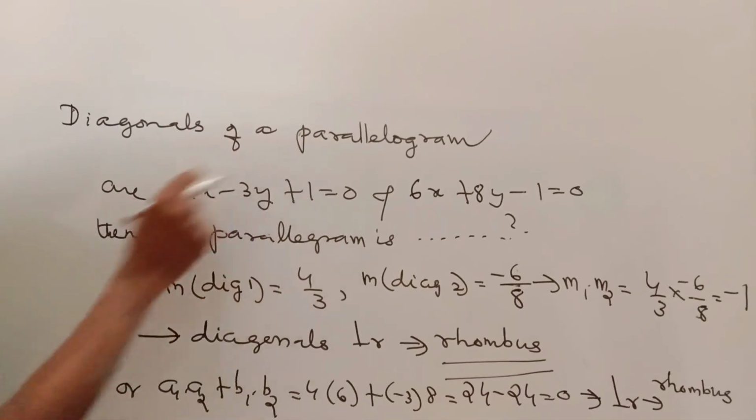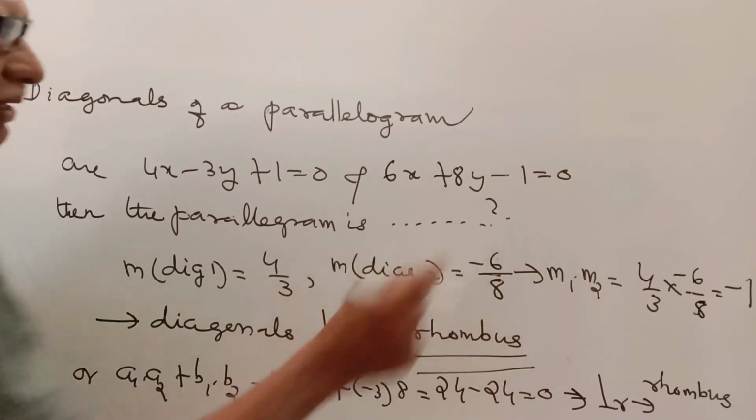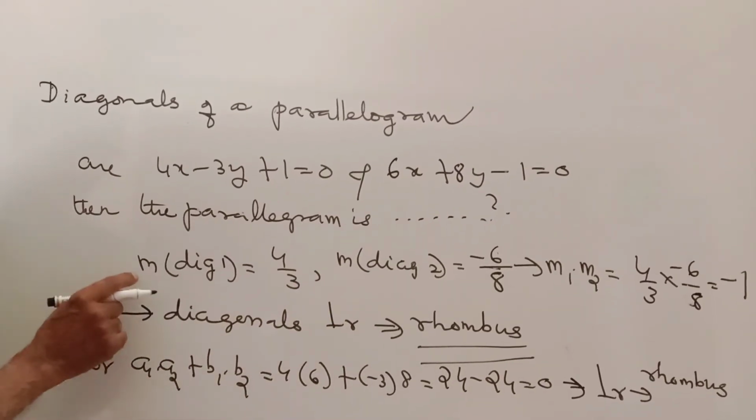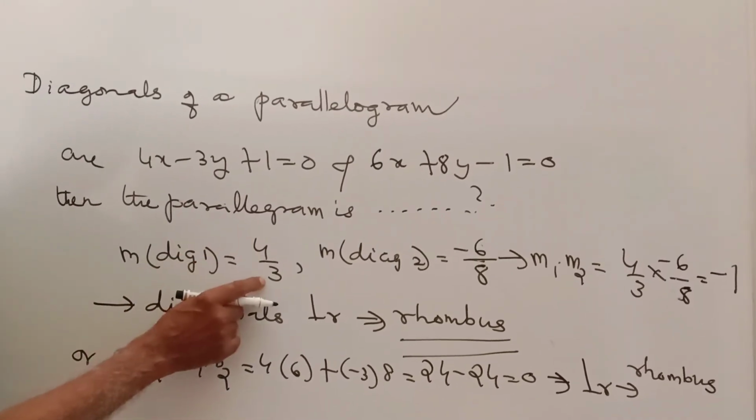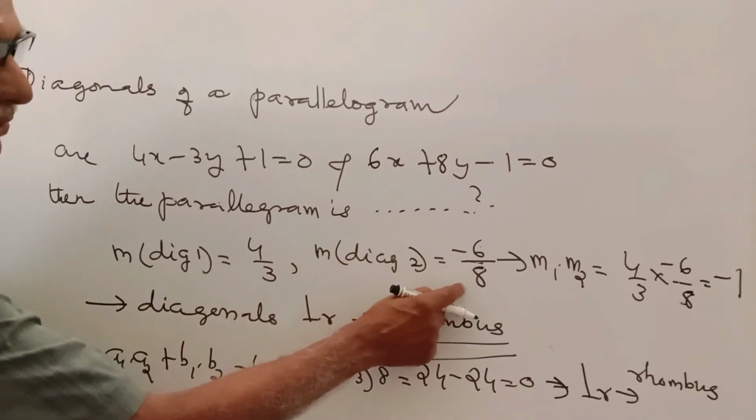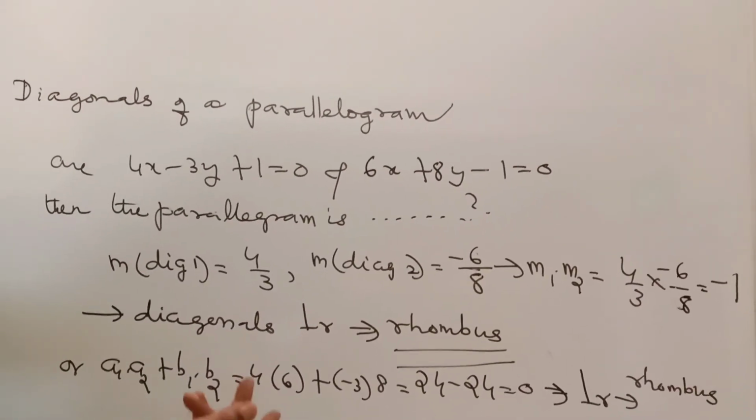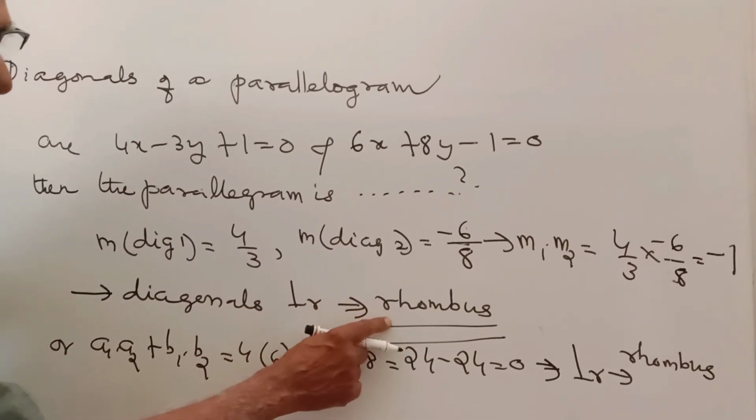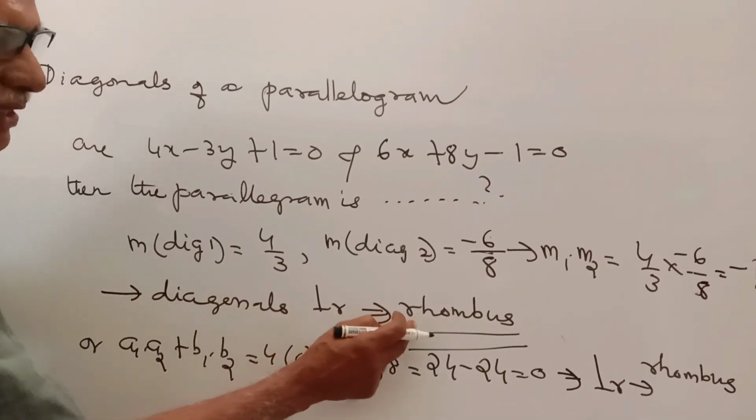The diagonals of a parallelogram are 4x minus 3y plus 1 equal to 0 and 6x plus 8y minus 1 equal to 0. Then is the parallelogram a square, rectangle and so on? Now slope of one diagonal, first diagonal, m1 is 4 by 3. You know y equals mx. Then slope of the second is minus 6 by 8. And we see m1 m2 is 4 by 3 into minus 6 by 8, which is minus 24 by 24, which is minus 1. So diagonals are perpendicular, therefore the figure is a rhombus. Diagonals perpendicular means the figure is a rhombus.